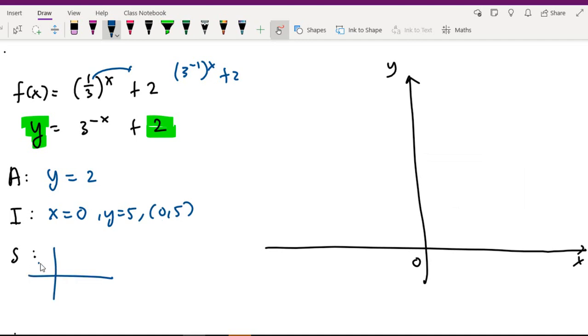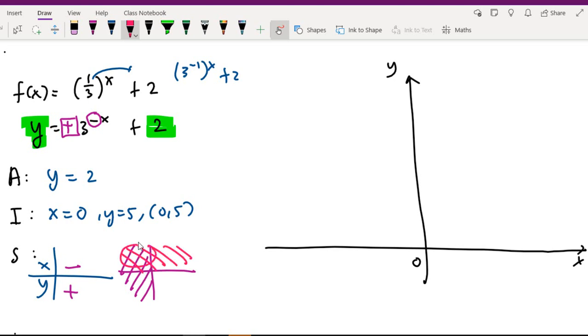Then the starting point, x, y. When x is negative and y is positive, which quadrant is it? For x negative, this is the second and third quadrant. For y positive, it is the first and second quadrant. So the starting point is in the second quadrant.